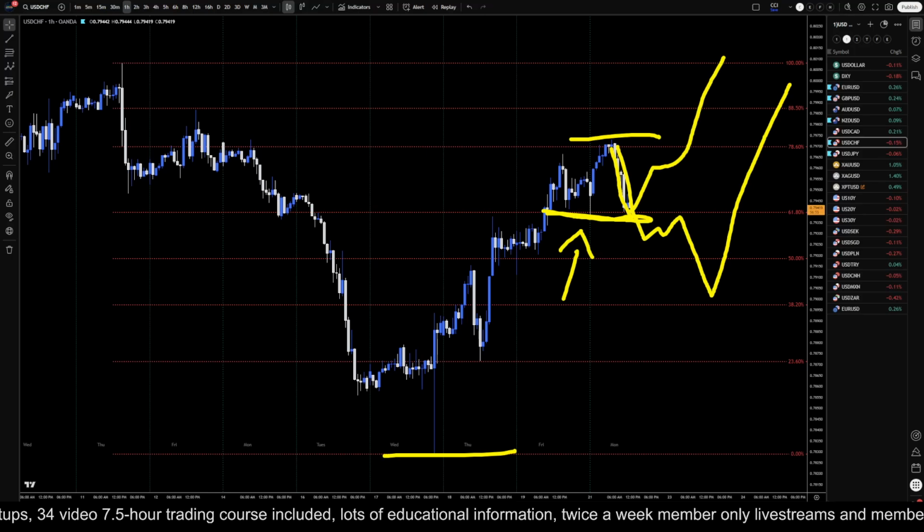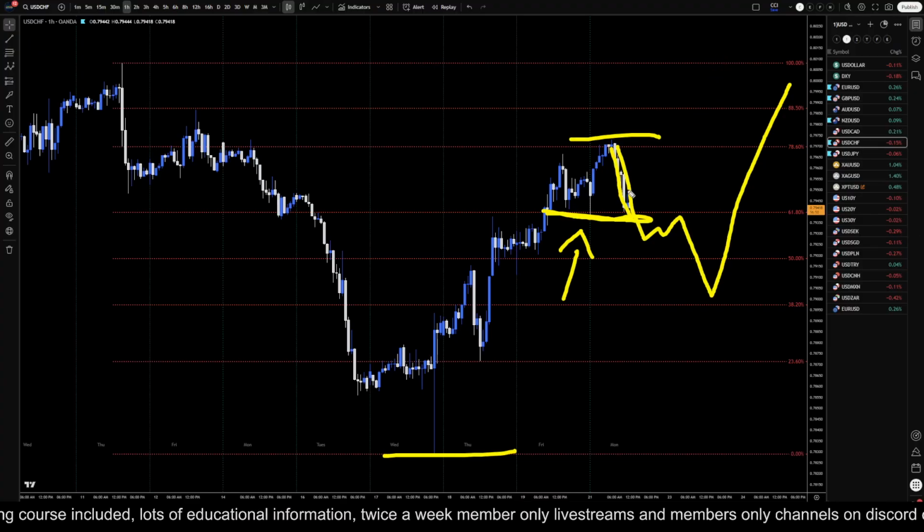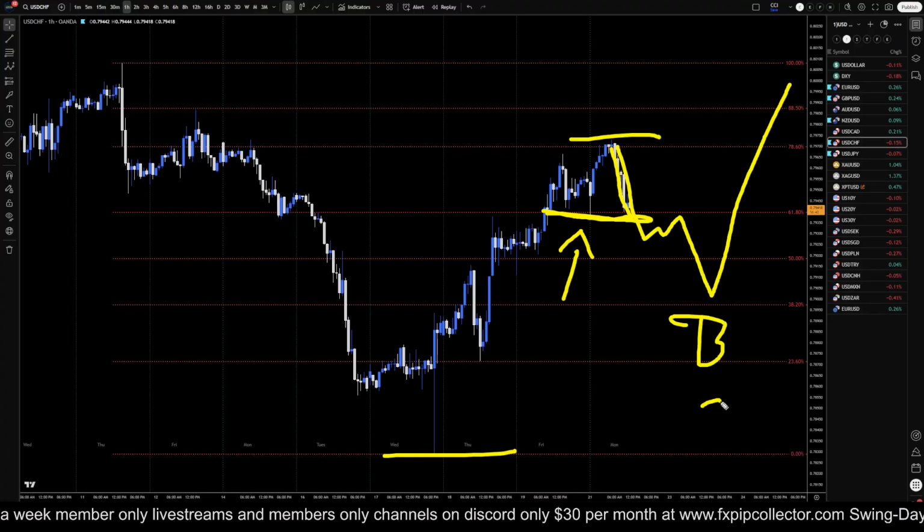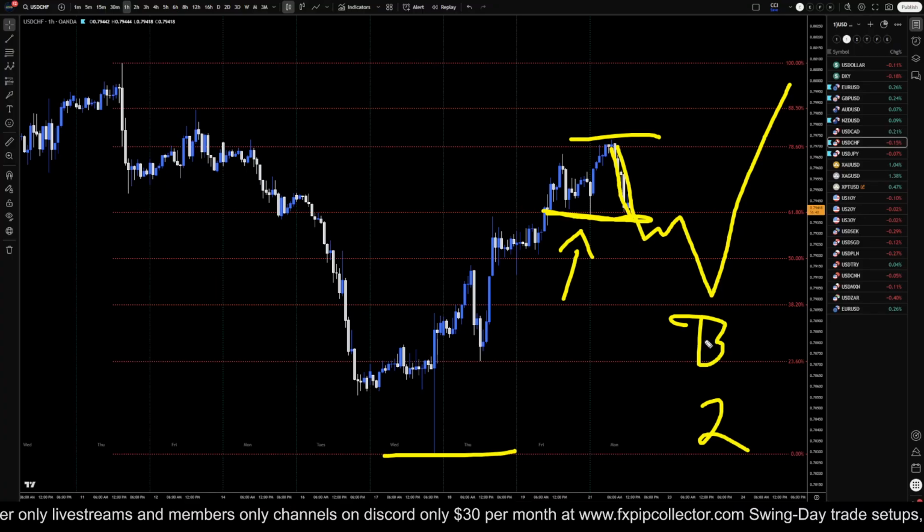It could just keep on going up. It could reject structure and just keep on going up. This is just saying that if and when it does break structure, first thing I would do is throw my Fibonacci retracement out there, look for a pullback for either the end of a wave B or the end of a wave two, three waves down to a Fibonacci level, and then hopefully a nice engulfing move to the upside.